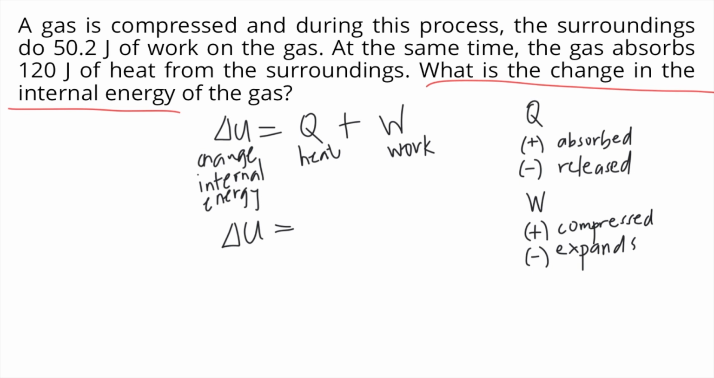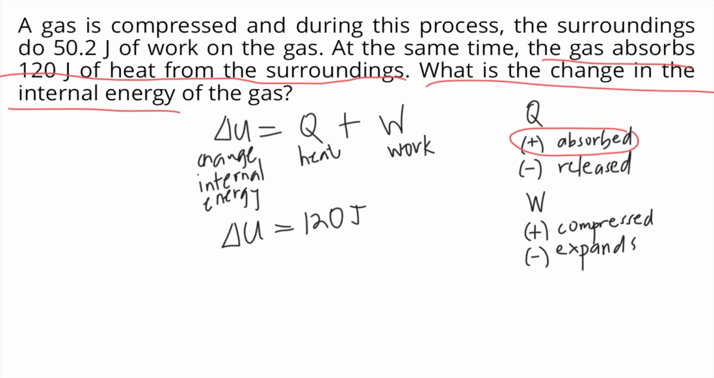Now in this problem, it says here, the gas absorbs 120 joules of heat from the surroundings. So your system absorbs heat, so that's positive Q. So your Q is positive 120 joules.